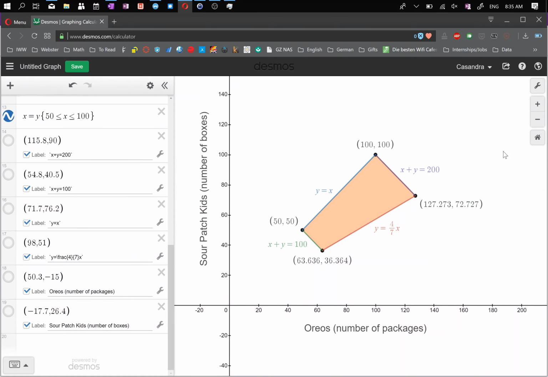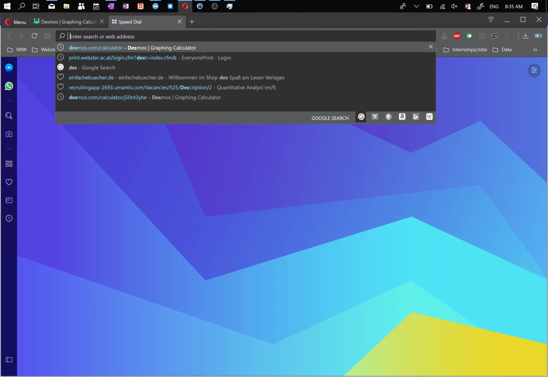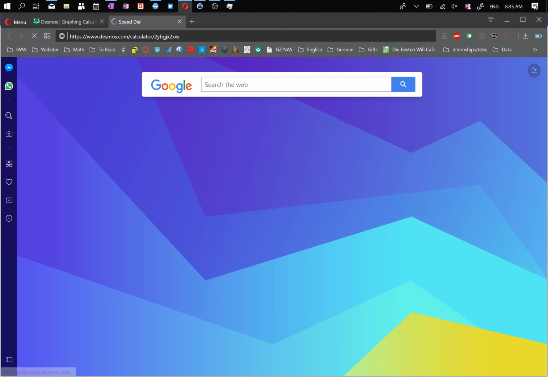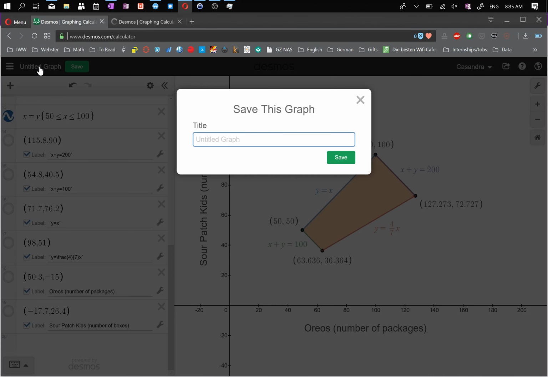Personal choice. So you can export this. If I save this link, I can paste it somewhere and then it's alive forever. If I open it in a new tab, it'll open exactly how I have it. If you want to create a Desmos account, you could also name this as well. I'll just do linear programming Oreos, Sour Patch Kids. You can save it.